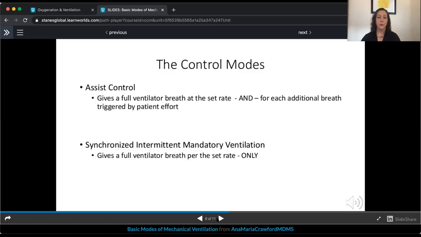With assist control, you can imagine that because that ventilator is giving a breath, giving a breath, giving a breath, it can sometimes cause dyssynchrony with the patient's efforts. So assist control is really used in patients who need maximal support. And oftentimes these patients are heavily sedated, sometimes paralyzed in severe ARDS. So that's the big difference between assist control and SIMV.